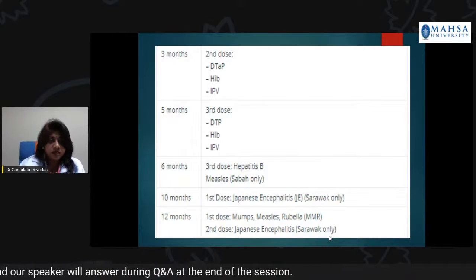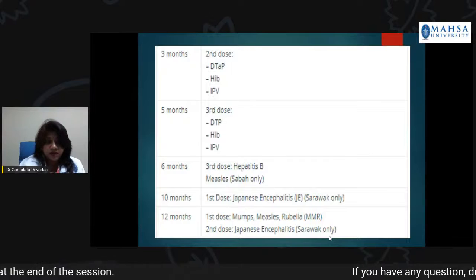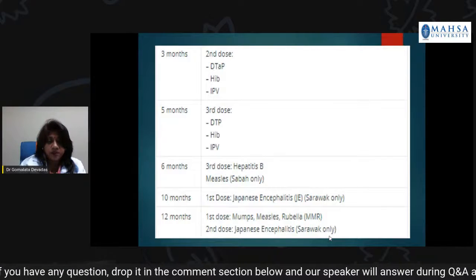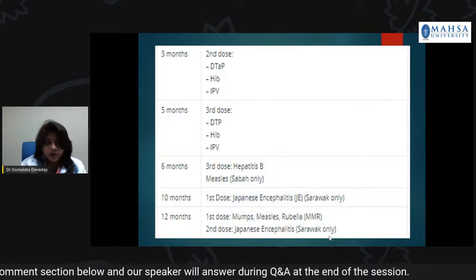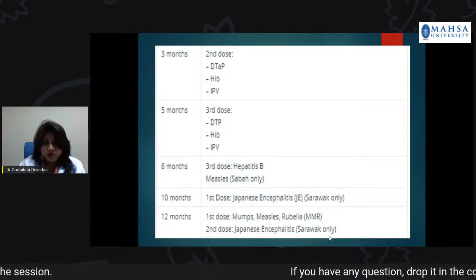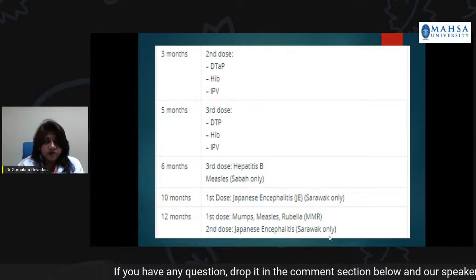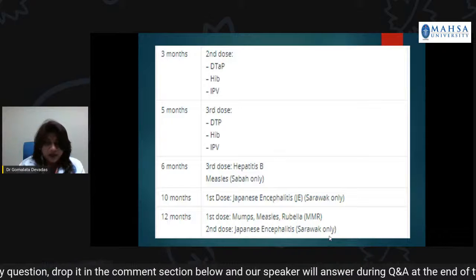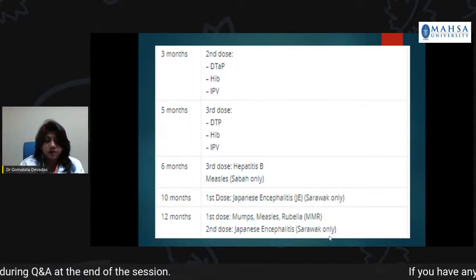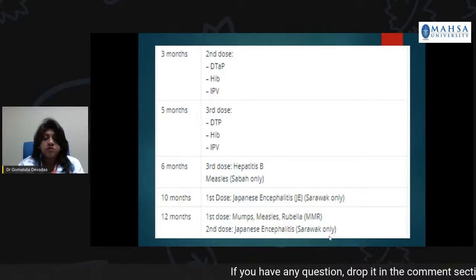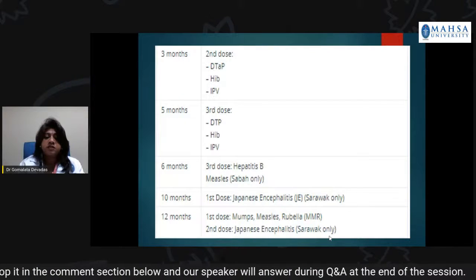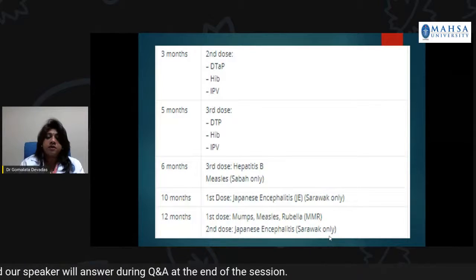In the 6th month, the third dose of hepatitis B will be given, and measles will be given only in Sabah. At 10 months, the first dose of Japanese encephalitis is given only for Sarawak babies. At 12 months, the first dose of mumps, measles, rubella will be given, and the second dose of Japanese encephalitis only for Sarawak. For Peninsula and Sabah, the first dose of MMR is at 12 months, though in Sabah measles is first given at 6 months.